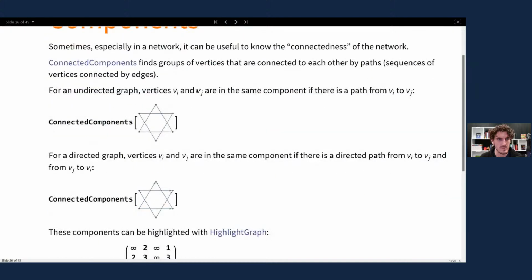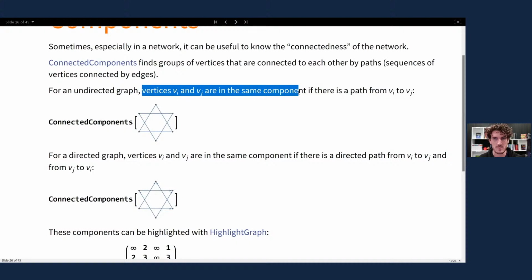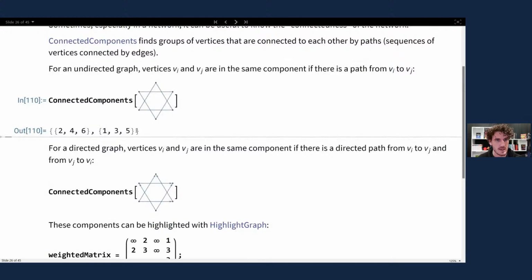In a similar way, you might want to find the connectedness of a network, where vertices vi and vj are in the same component if there is a path from vi to vj. Here we get a list. In this graph, let's say this is 1, 3, 5. There are no connections between this and 2, 4, and 6. They each make up separate connected components.